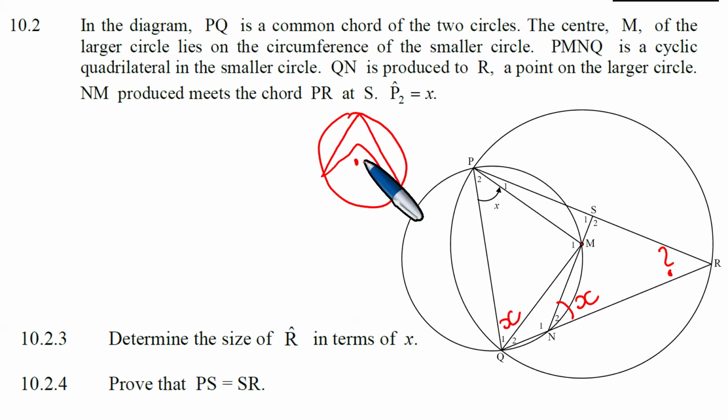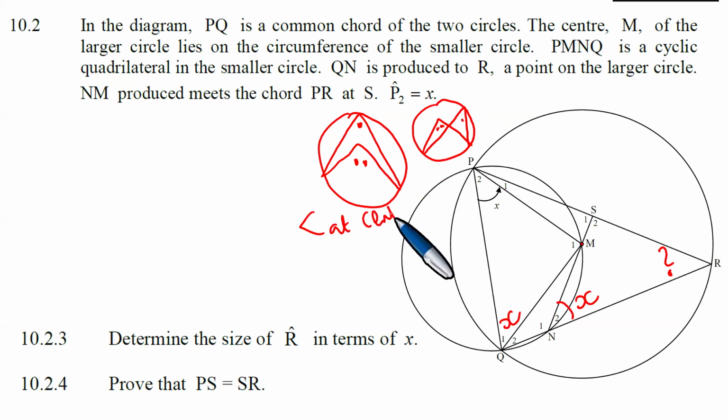The angle at center is 2 times the angle at circumference. The angle at center is double this one. If this one is one dot, this one is two dots. But this also is the same as this. It's also the same as this. This angle here is this angle there. So these diagrams are the same. Angle at center equals 2 times angle at circumference.